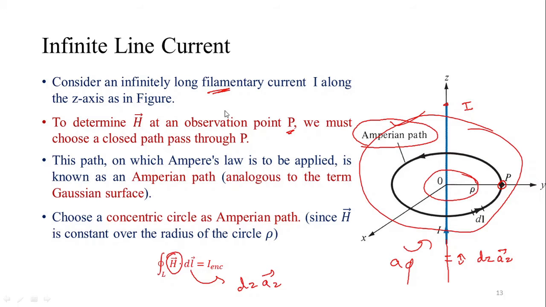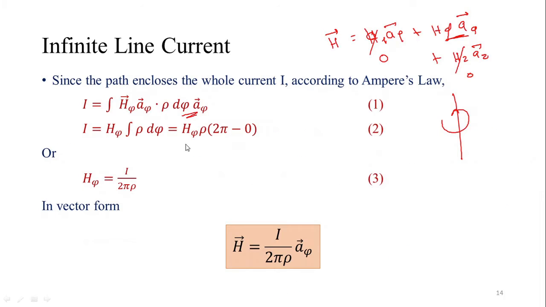I is, in conventional Cartesian, dz az. In the case of cylindrical, you will have rho d phi a phi. So I is the integral of H rho d phi. If you make the dot product of these two, you will have H phi rho d phi. Just bring H phi rho outside the integral, leaving the integral of d phi.